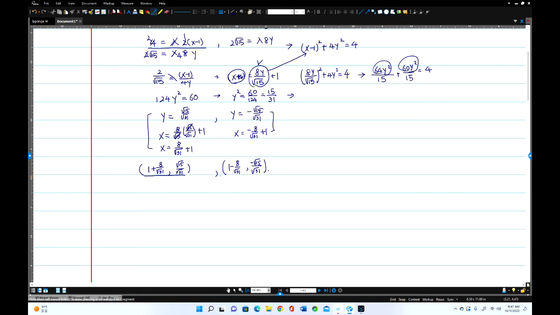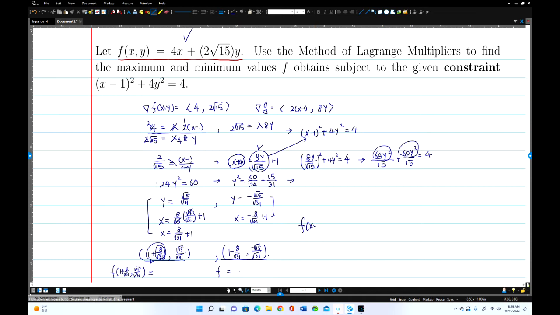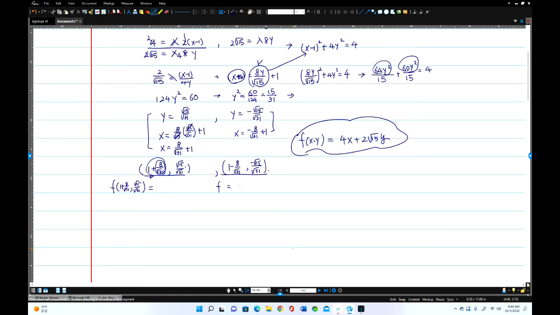Now check this out, write it down over here. We're going to find the maximum or minimum of this function, 4x plus 2√15 times y, this one not constrained. So 4 times x is 4 times (1 plus 8 over √31), plus 2√15 times y, and y is √15 over √31.